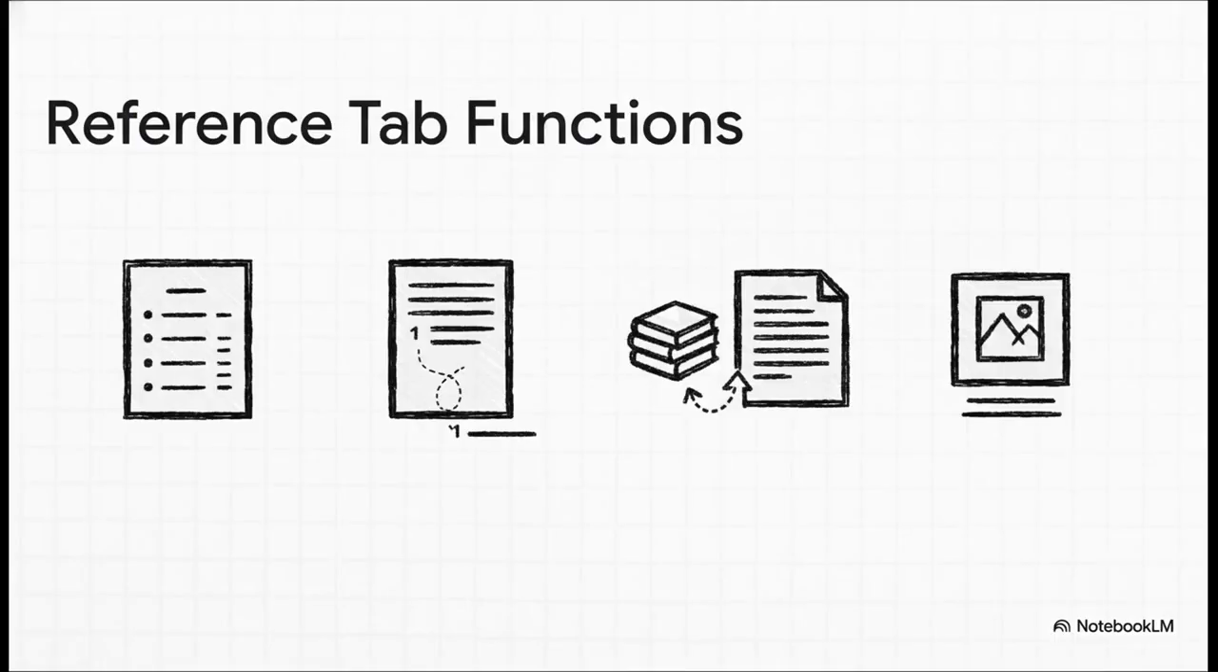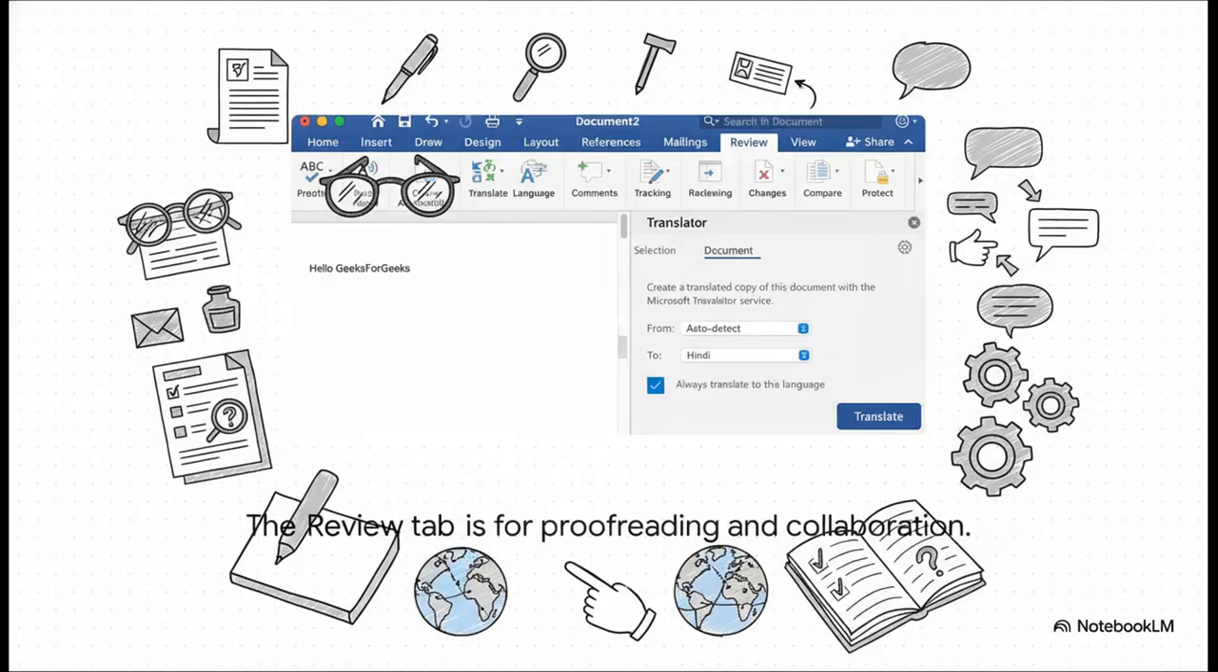You can automatically create a table of contents based on your headings. You can pop in footnotes and endnotes with a single click. And, this is the big one, you can manage all of your citations and have Word build a perfectly formatted bibliography for you. No more stressing about APA or MLA formatting, plus you can add captions to images and tables. It's just so helpful.